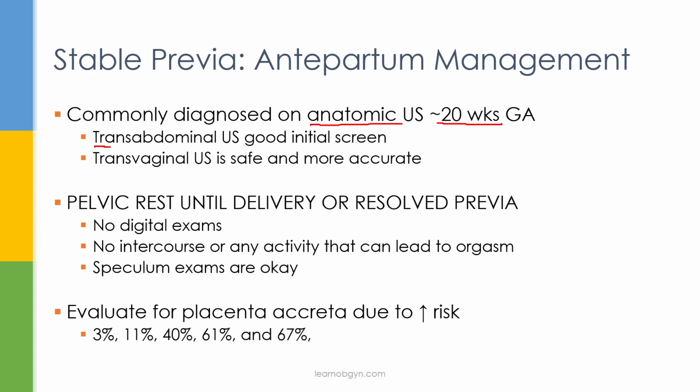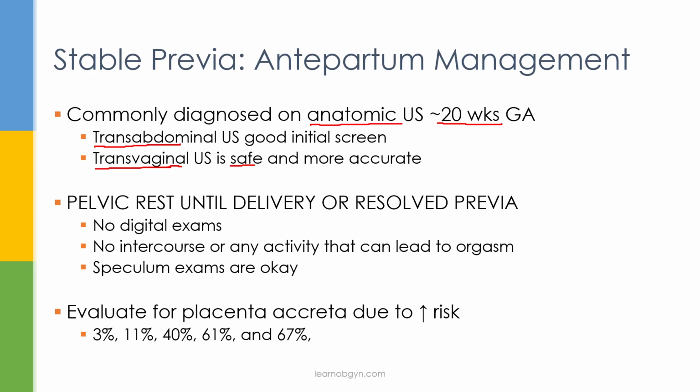Typically, a transabdominal ultrasound is the first ultrasound that's done, and this is a good initial screen, but a transvaginal ultrasound is more accurate. Especially when you're trying to measure how far away the placental edge is from the internal os, transvaginal ultrasound is definitely the way to go. And even though it's going in the vagina, this is a safe ultrasound because you're not penetrating the cervix and touching the placenta.